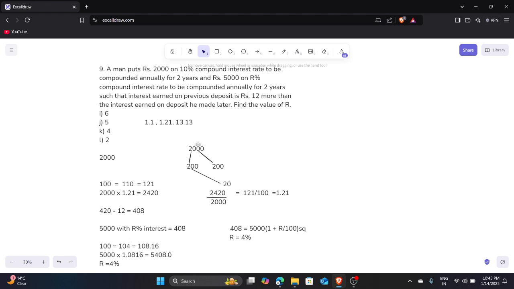Now with the help of this, we get the value of how much interest he gets in 2 years with the 10% interest. So first year they get 2,200 on 2,000. Second year again they get 200 on 2,000, but the second year they also get 10% interest on the interest they got in the first year. So the 20 is also added. When we add all these values, we get this. This is the value that we get.